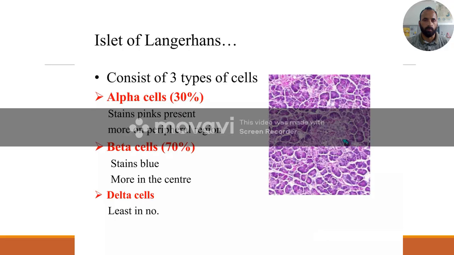So this was about some of the major endocrine glands, and some of the parts of tissue that act as endocrine glands. Hopefully you will go through this fully. Thank you.